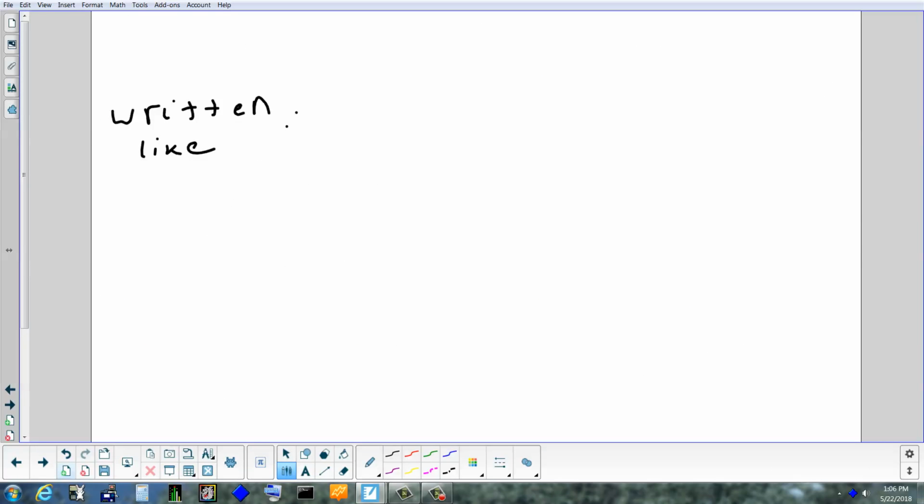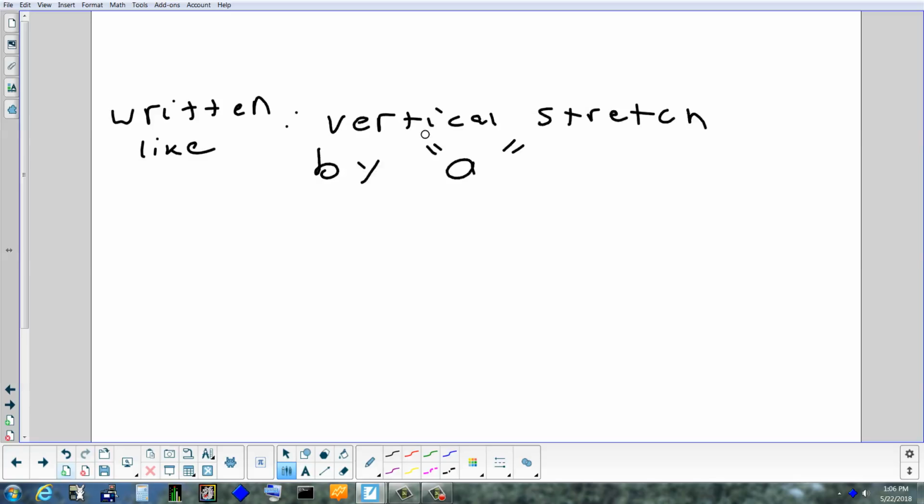So when a graph is compressed, this is how you'll write it. Vertical stretch. And if you're like, wait a minute, whoa, he just said compressed. Why is he writing stretch? Hold on. Vertical stretch by, or actually factor of, A. Now, the key that's going to make this a stretch is A is going to be a number that's less than, what two numbers is it going to be between? 0 and 1. Right. So a fraction or a decimal, proper fraction or a decimal.